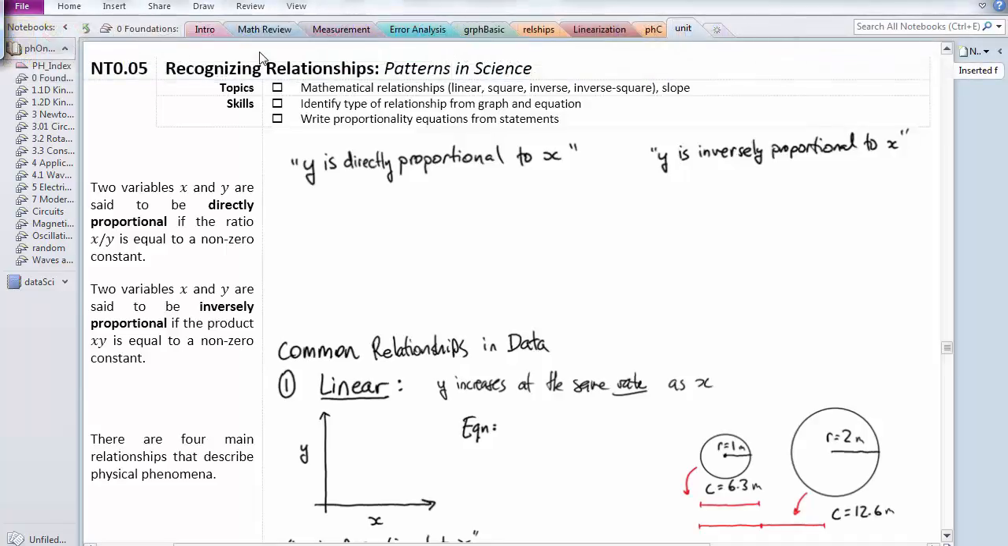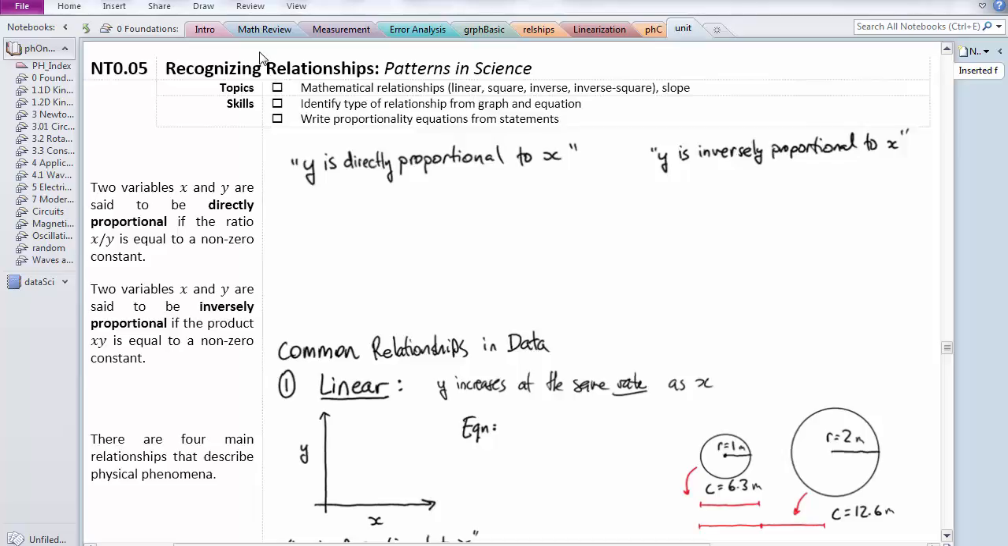Okay, in this cast, we'll be looking at proportionality as well as common relationships in data. This forms the patterns that we see in science. Super important. Okay, so first is what we call direct proportionality.